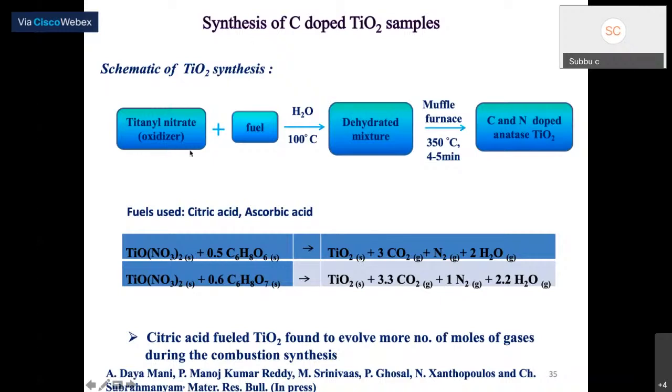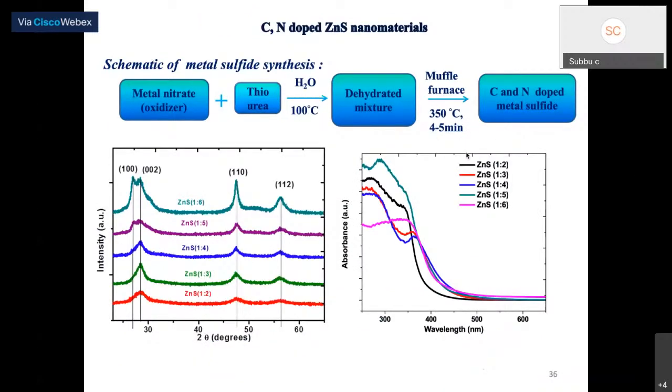You start with an oxidizer like nitrate or whatever. You mix it with the fuel, maintaining the ratio of 1. Then you leave it for a period of time at 100 degrees so that it becomes a thick mass. That you put in a muffle furnace at 350, 400 degrees centigrade. In 5 to 10 minutes, it will form the product. The way I'm showing, this is now for the synthesis of sulfides.